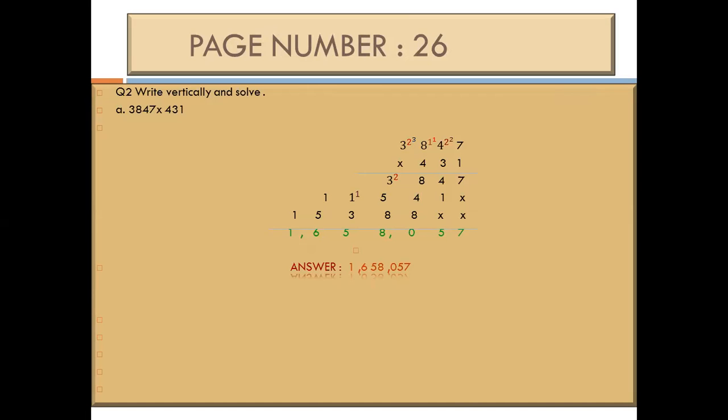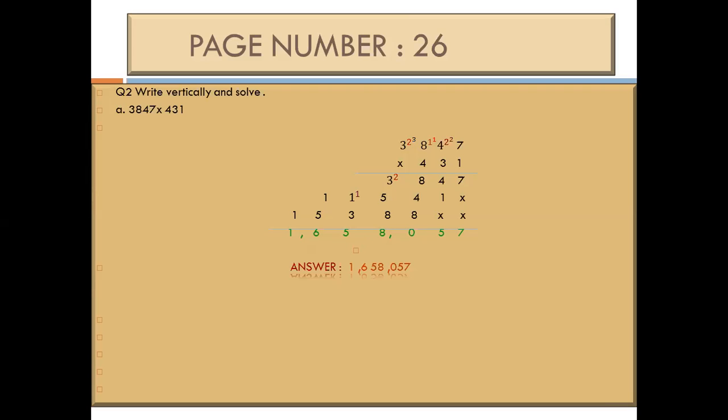3847 with 431. Again we start from the ones place. 1 is on the ones place and we start the multiplication with 1. 1 seven is 7, 1 four is 4, 1 eight is 8, and 1 three is 3. Now the turn of 3. 3 sevens are 21. We write here 1 under the 4 because the tens place will be empty, and we put there the cross sign.